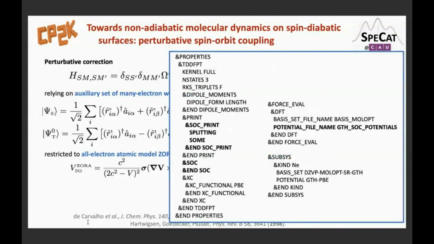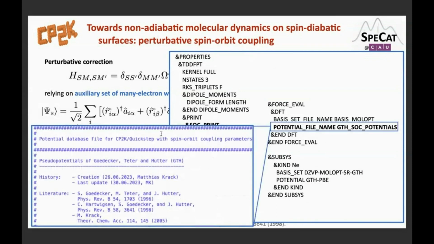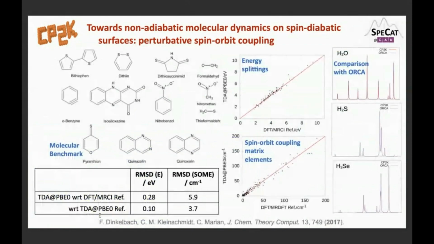Yes, and in the code, if you would like to switch on spin-orbit coupling, you can just add a keyword and a print statement to also print out the corresponding energy splittings and the spin-orbit coupling elements. And the SOC corrected pseudopotentials were just added recently by Matthias Krack. You can also have a look at them in the data directory of CP2K, and you have to make sure that you're also referring to them in the DFT section.